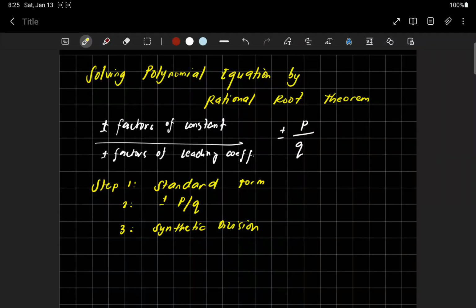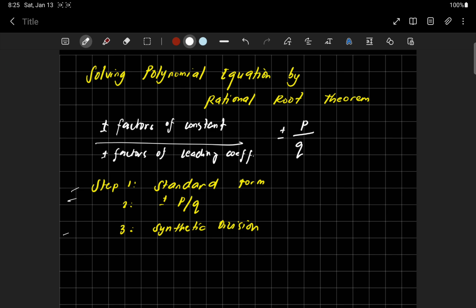Hello everyone. So for today, I'm going to show you how we apply the rational root theorem in solving polynomial equations. Alright, so we have three steps to consider. Step one is writing the polynomial equation in standard form. Our equation should be in the form from the highest exponent until the constant. So they should be arranged in descending order of the exponent.